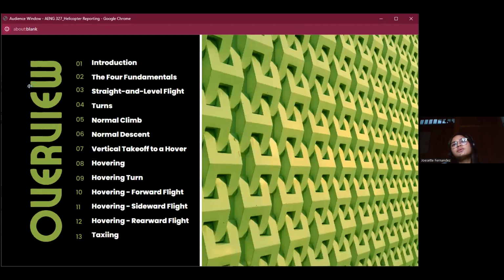So first, let's go through our overview. We have introduction, the four fundamentals, straight and level flight, turns, normal climb, normal descent, vertical takeoff to a hover, hovering turn, hovering forward flight, hovering sideward flight, hovering rearward flight, and last one is taxiing.